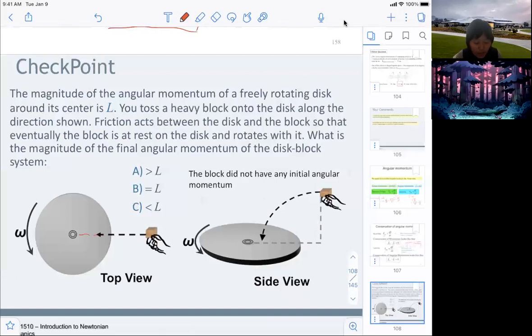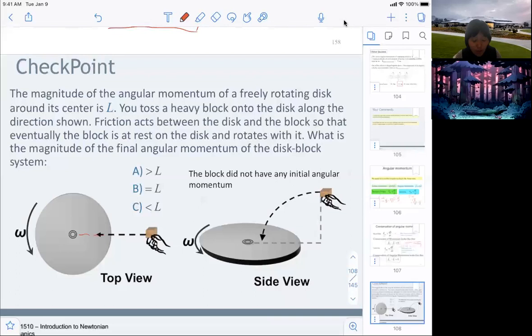Friction acts between the disc and the block so that eventually the block is at rest on the disc and rotates with it. What is the magnitude of the final angular momentum of the disc-block system compared with the original angular momentum L? Okay.